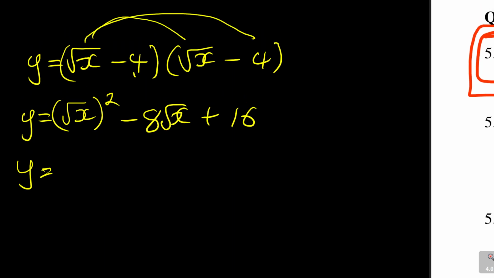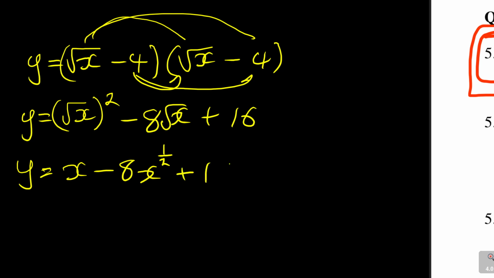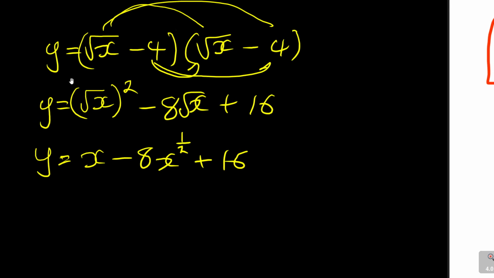So that's going to give us x, then minus 8 x to the power of a half, plus 16. So let's go to dy over dx now. That's where we can apply the rule. We have to multiply it by the 1, so that will be x to the 1 minus 1.